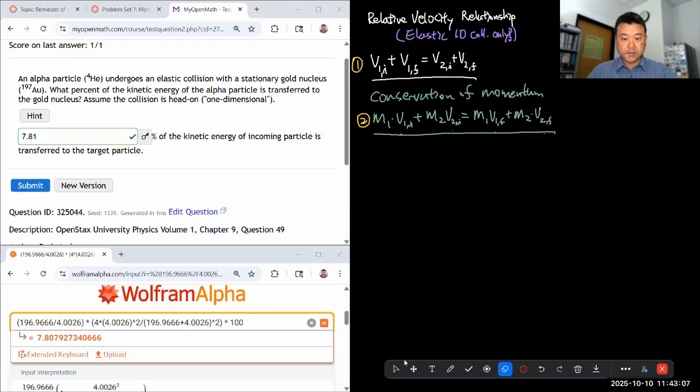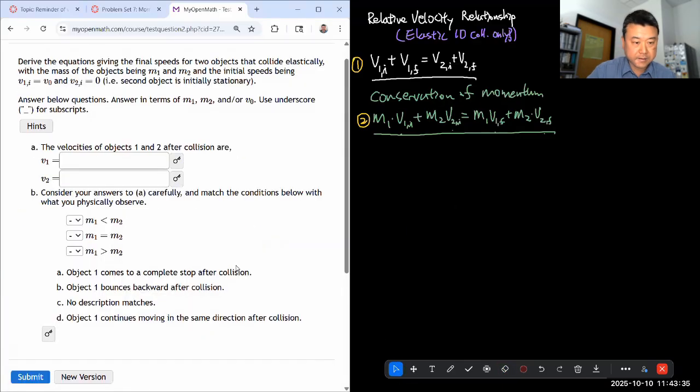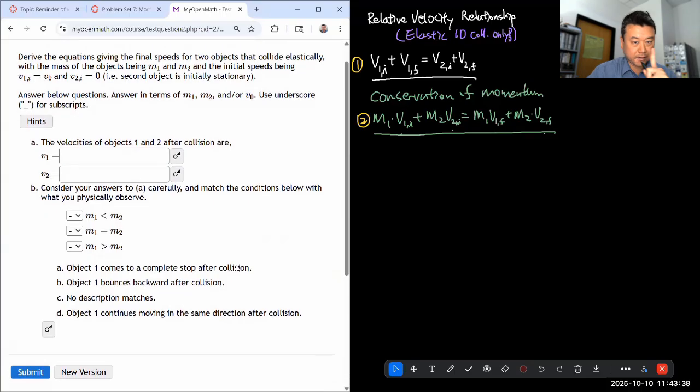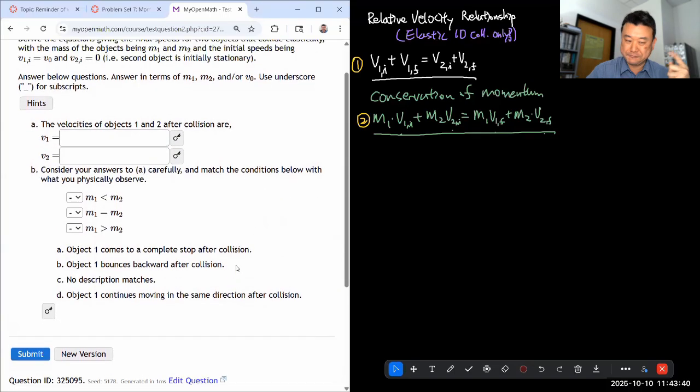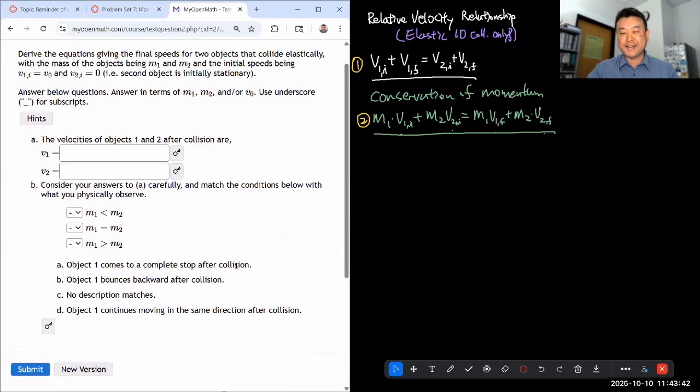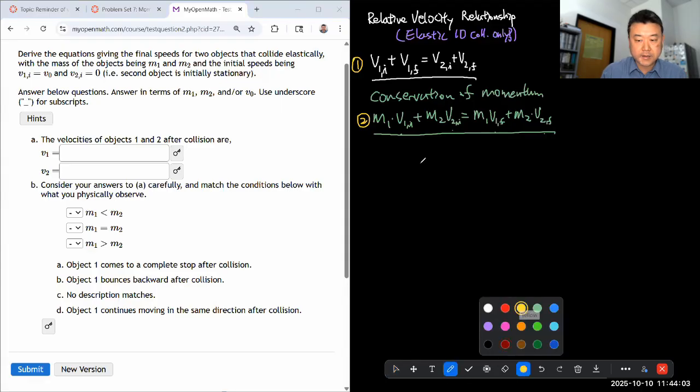Okay, let me go to the third and the last question, and then I'll wrap up this group of questions. All right, that's a long-looking question. It's question number 98. It helps me with the editing later. So it says derive the equations giving the final speeds for two objects that collide elastically with a mass of the... Okay, you are doing it general. So I guess it's basically this formula. Initial speeds being... so let me write down the simplified version of these formulas.